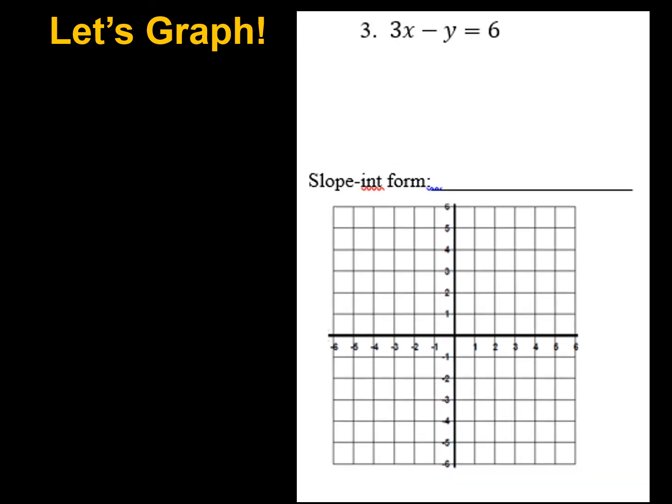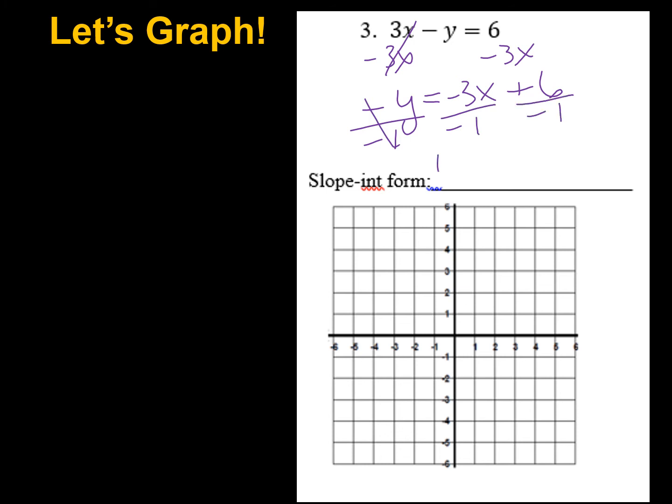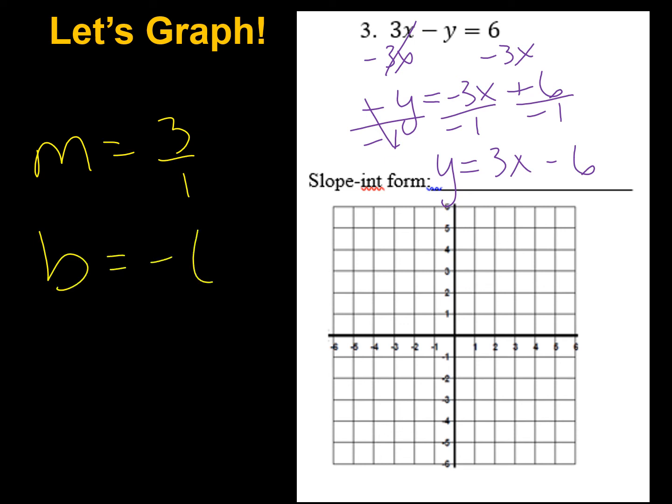I'm going to subtract 3x from both sides. So I get negative y equals negative 3x plus 6. Now I have to divide by negative 1 everywhere. So I get y equals 3x minus 6. Okay, so my slope is 3 over 1 if I turn it into a fraction, and my y-intercept is negative 6.